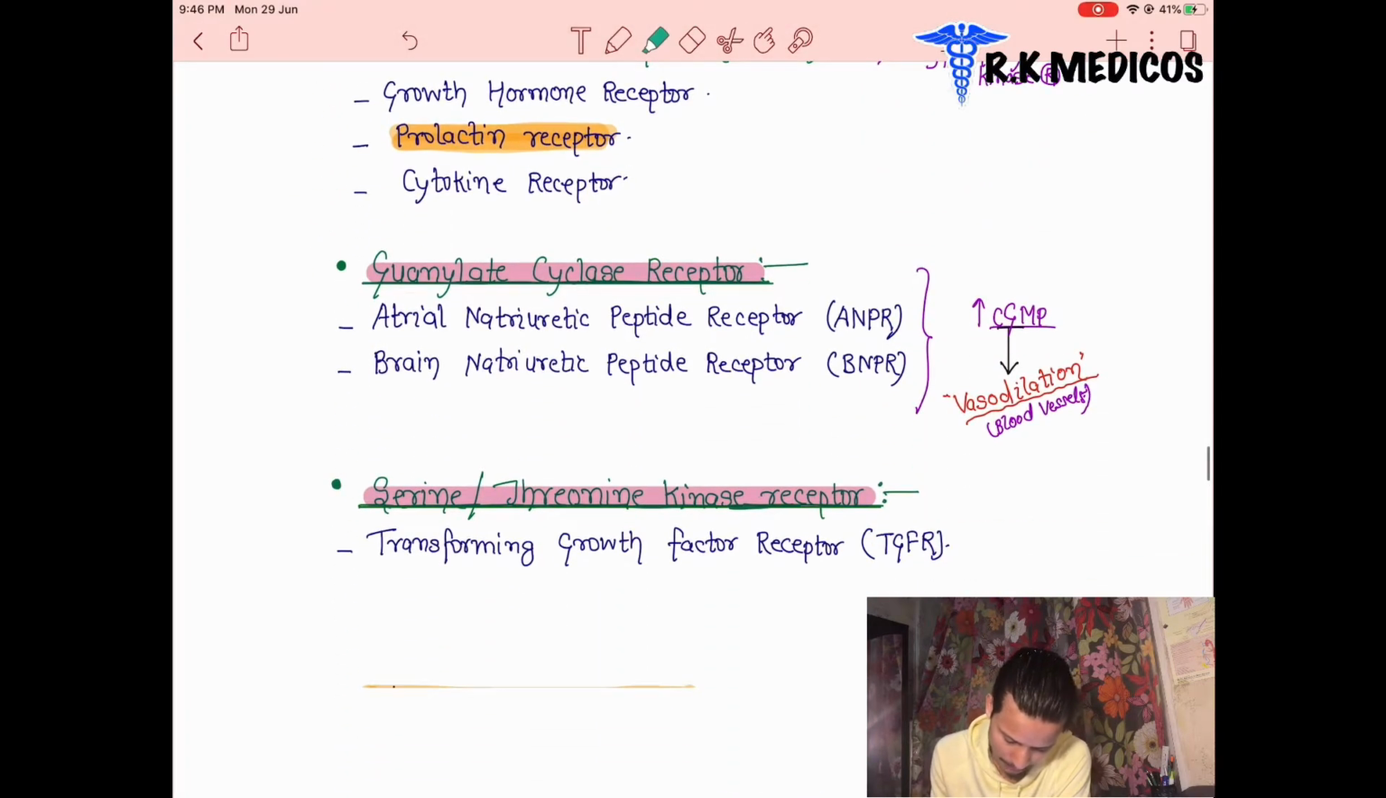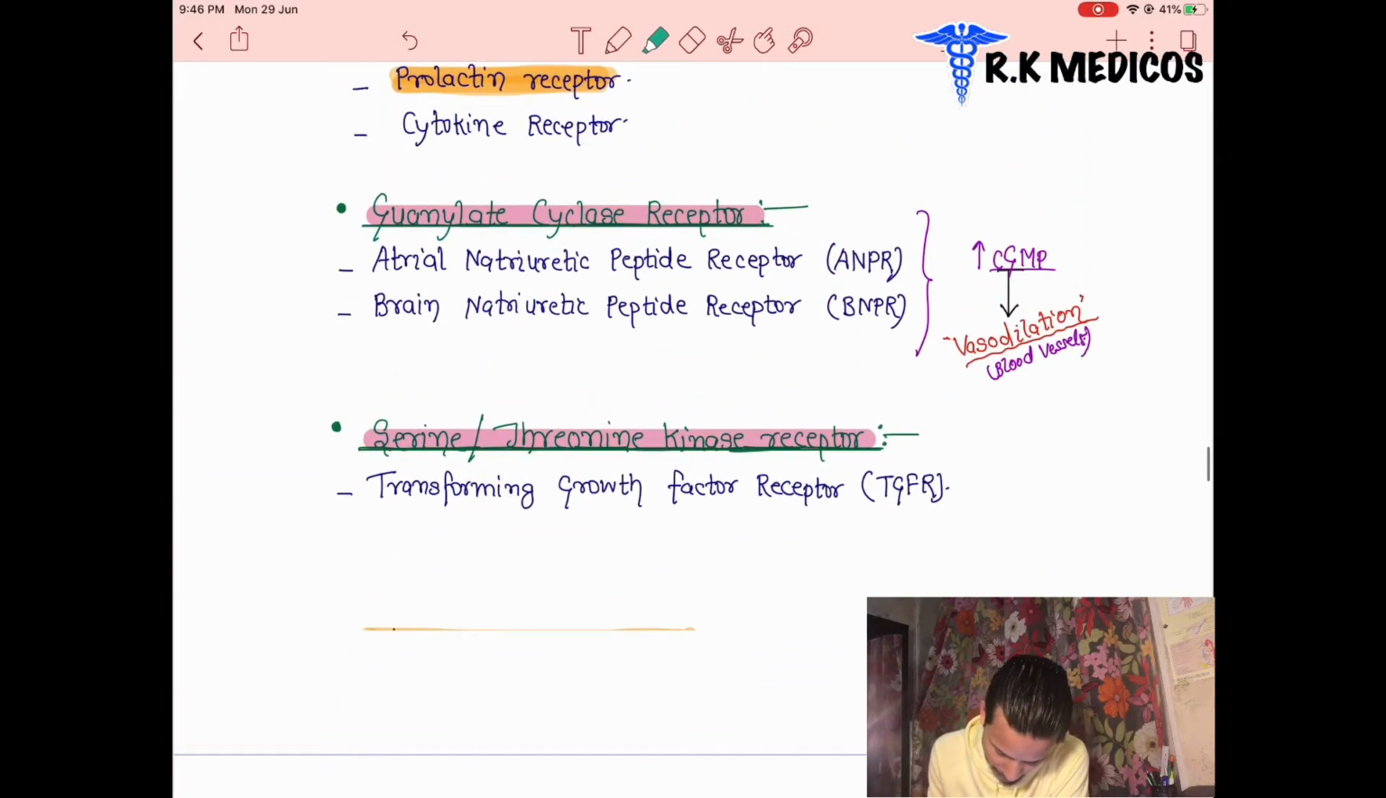Serine we can see here. There is a transforming growth factor. There is only one receptor, that is called TGFR, transforming growth factor receptor. Wherever TGFR is written, that means transforming growth factor receptor.